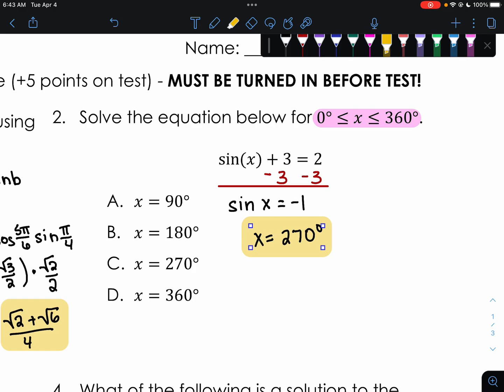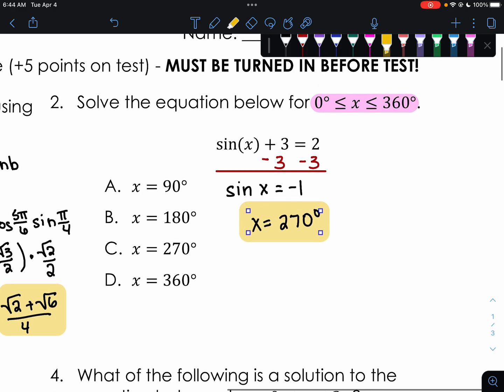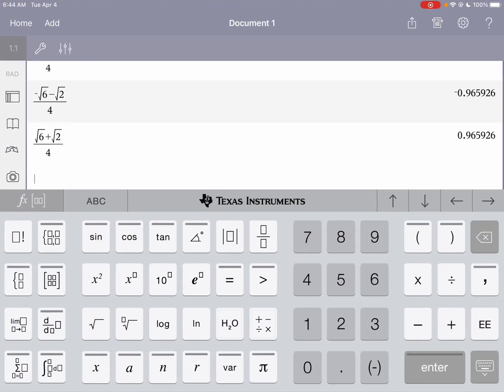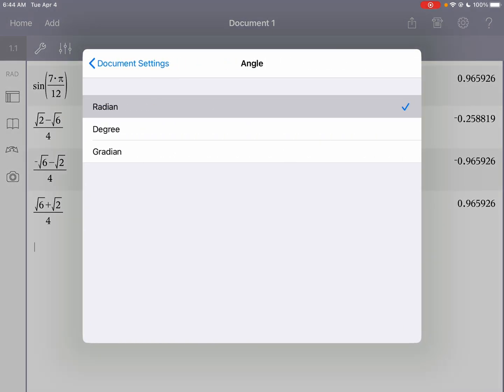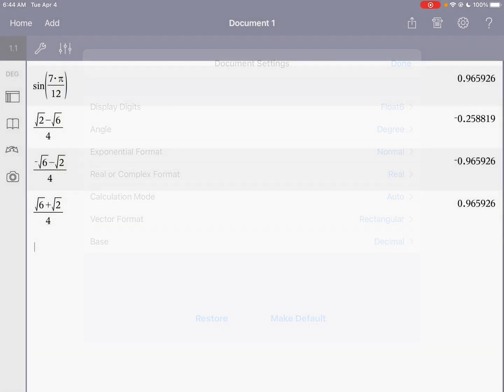If you weren't sure what to do, I'm going to show you how you could use your calculator. So we're going to go back to the calculator, and we're going to plug in those different x values into the equation to see which one would give us 2. Because our answers are in degrees, we need to make sure that we switch back to degrees right here. I believe this might be the only question we have in degrees.